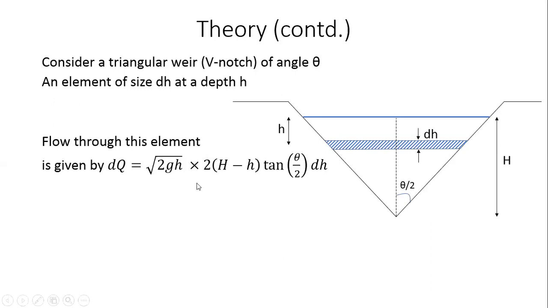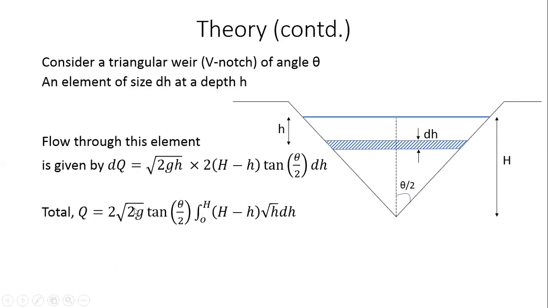Now I'm interested in finding the total flow rate. So how do I find the total flow rate? I simply integrate this entire expression over small h ranging from 0 to capital H, right? So the total Q will be, I'm just taking out everything that is outside the integration. This 2 comes out as a common factor. Under root 2g comes out. Tan theta by 2 also comes out. These are all independent of small h. Then I integrate from 0 to H of (H minus h) into under root h into dh, right?